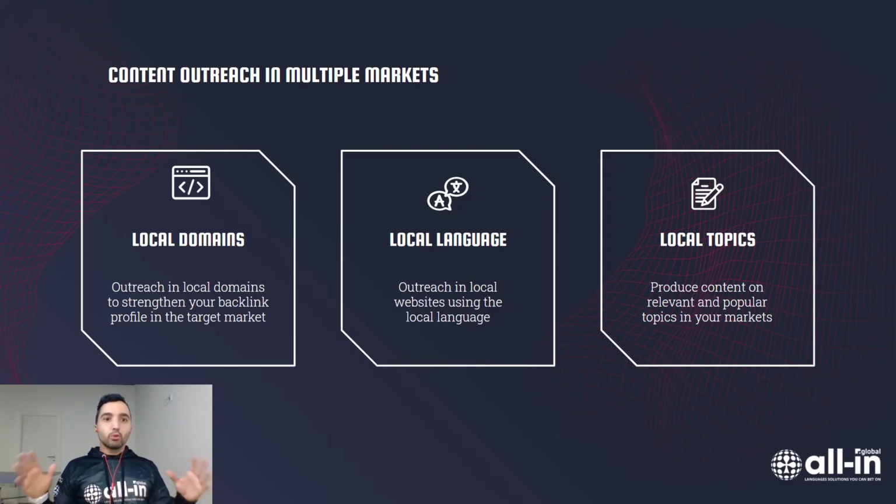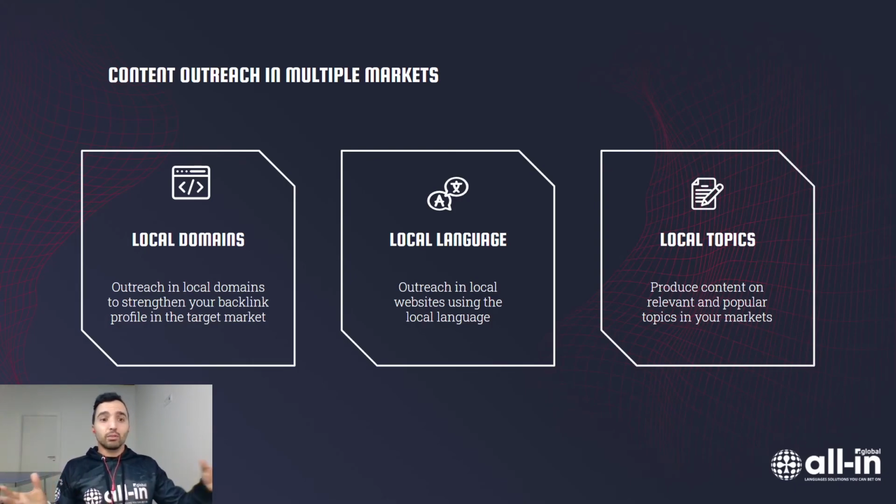And how do you do the content outreach in multiple markets? What should you be paying attention to? Again, it's simple. You need to be paying attention to three core fundamentals. Local domains. If you're targeting Thailand, China, or Japan, you should use Thai domains, Chinese domains, and Japanese domains for each one of them.